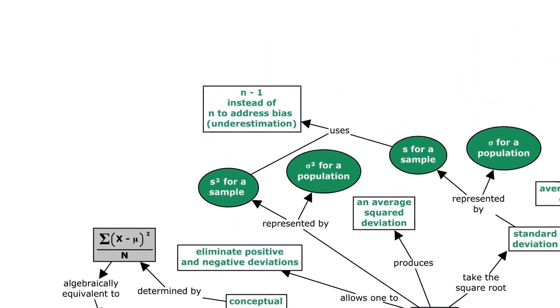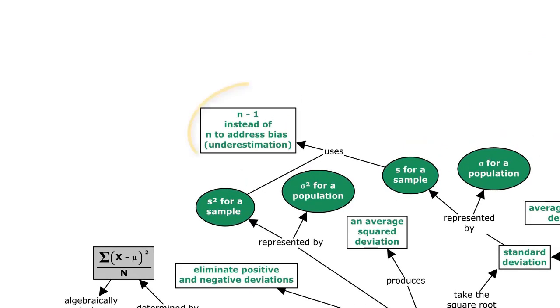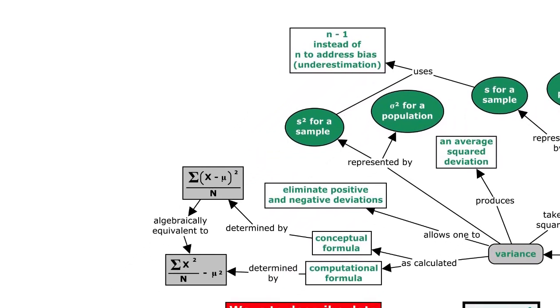Last but not least, at the top you'll see one remaining box that comes from the S for sample oval and the S squared for sample oval. And this is just a reminder that when calculating the variance and the standard deviation for a sample, we do have to modify our formula just a little bit.